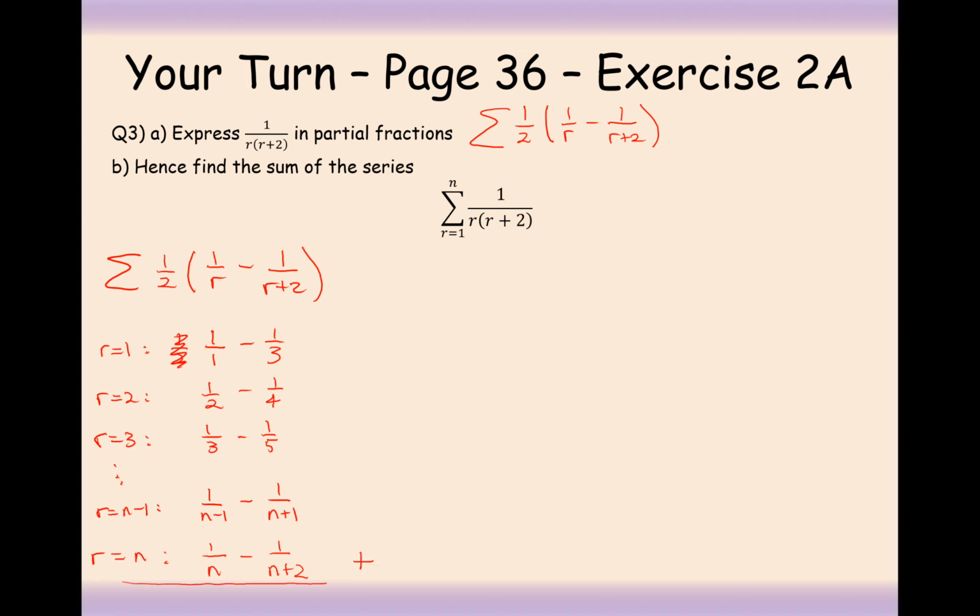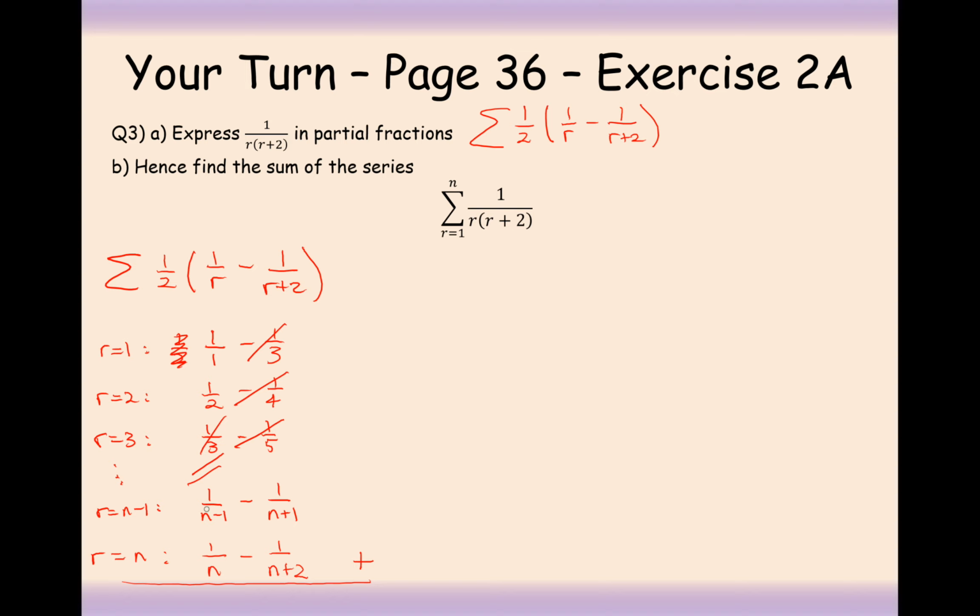So the minus third will cancel out with the third that will appear 2 terms later on down here. Same will happen with the quarter. If we were just to do one more term, we'd cancel out the minus quarter here. And if we were to do one more term on from there, we'd cancel out the minus 1/5 as well.